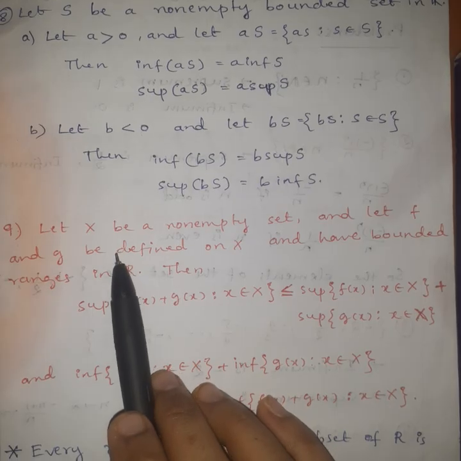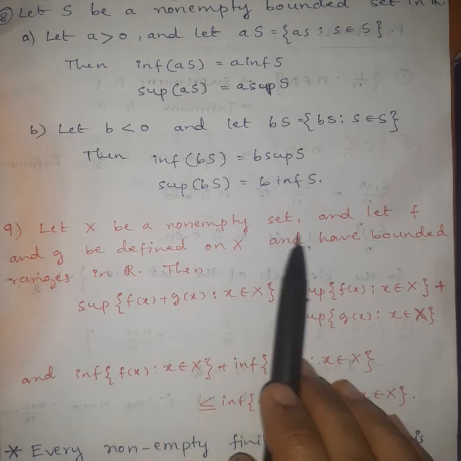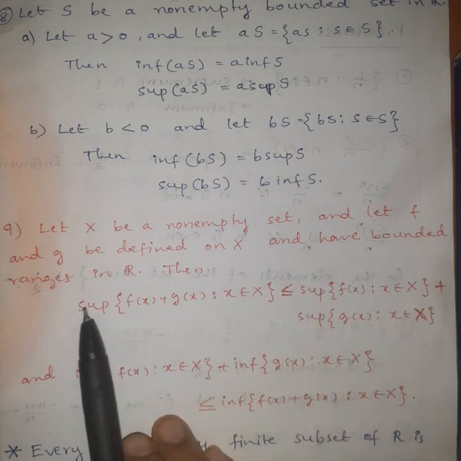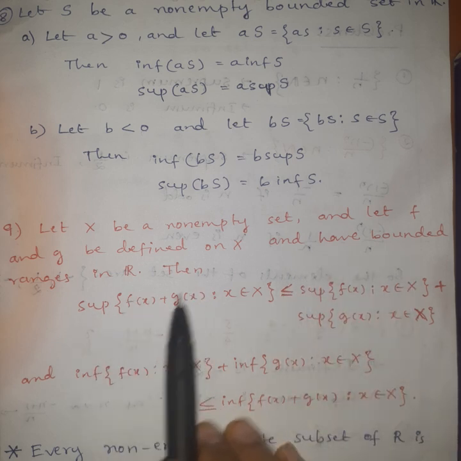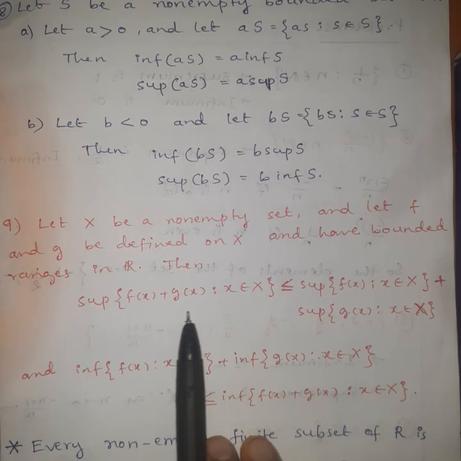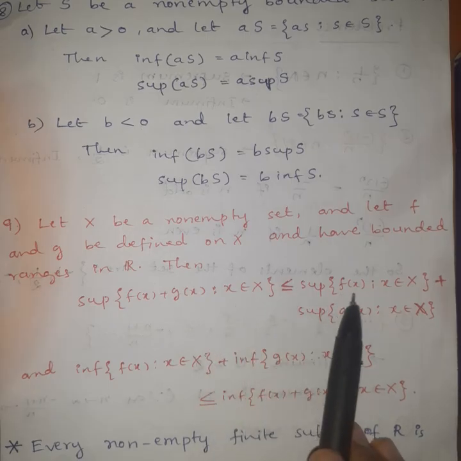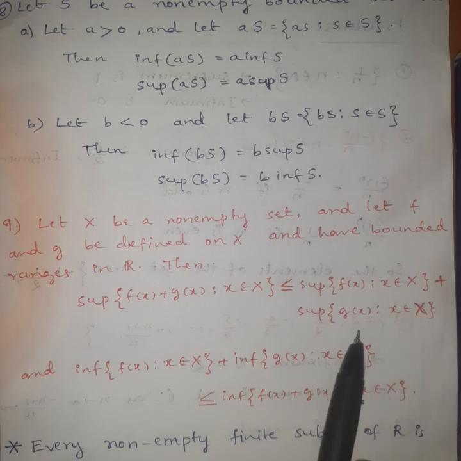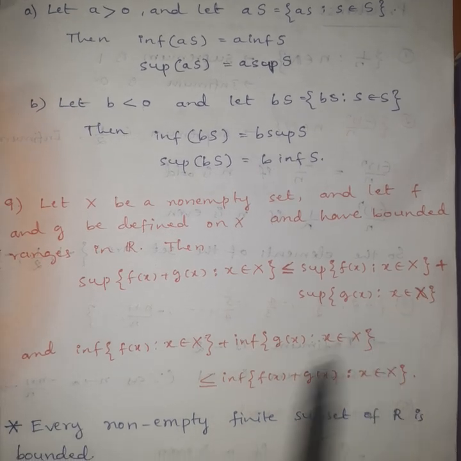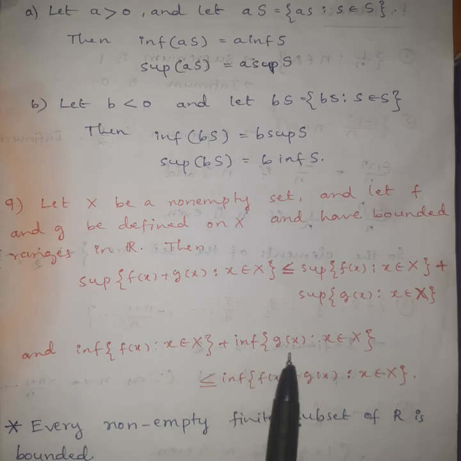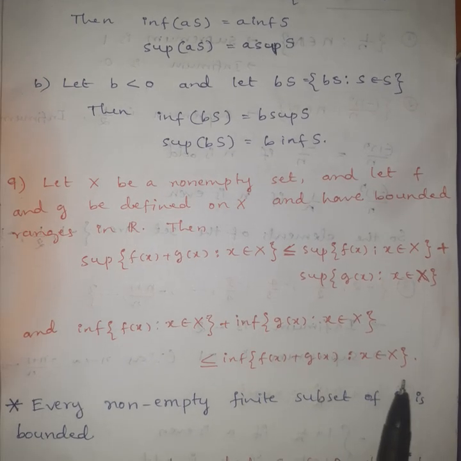Next result. Let X be a non-empty set and let f and g be defined on X and have bounded ranges in R. Then supremum of f(x) plus g(x) such that x belongs to X is less than or equal to supremum of f(x) plus supremum of g(x) such that x belongs to X. And infimum of f(x) plus infimum of g(x) such that x belongs to X is less than or equal to infimum of f(x) plus g(x) such that x belongs to X.